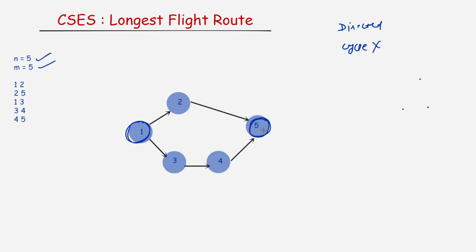In this case, n is 5. So there are two paths from source to destination. From 1 to 5 there are two paths. The first path is 1 to 5, the second path is 1 3 4 5. You have to print the length of this path and this path itself you have to print.